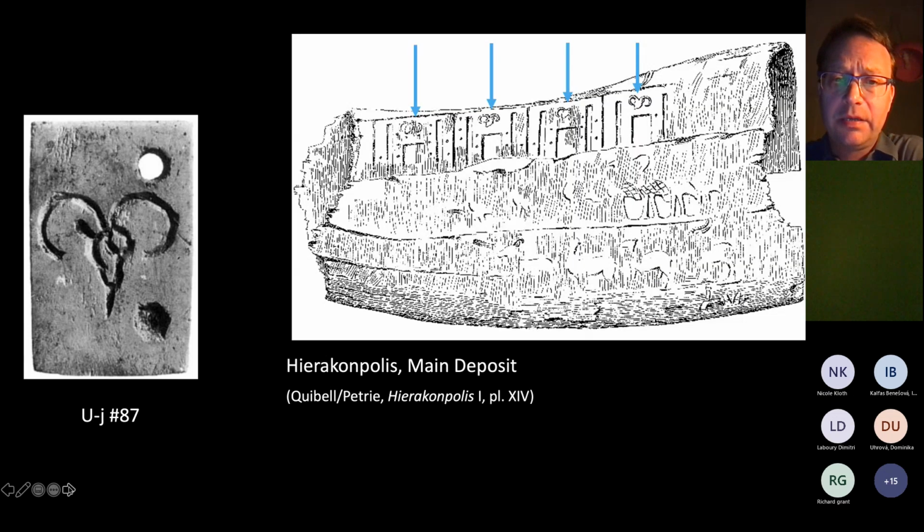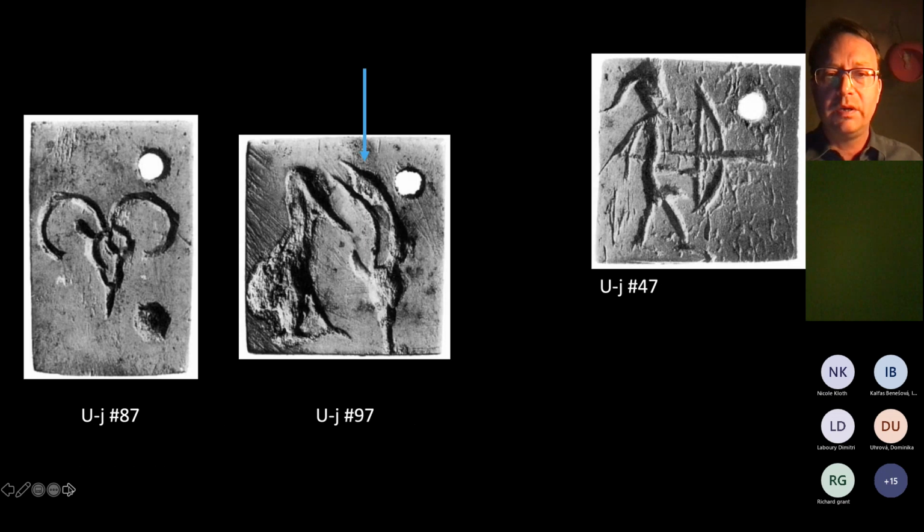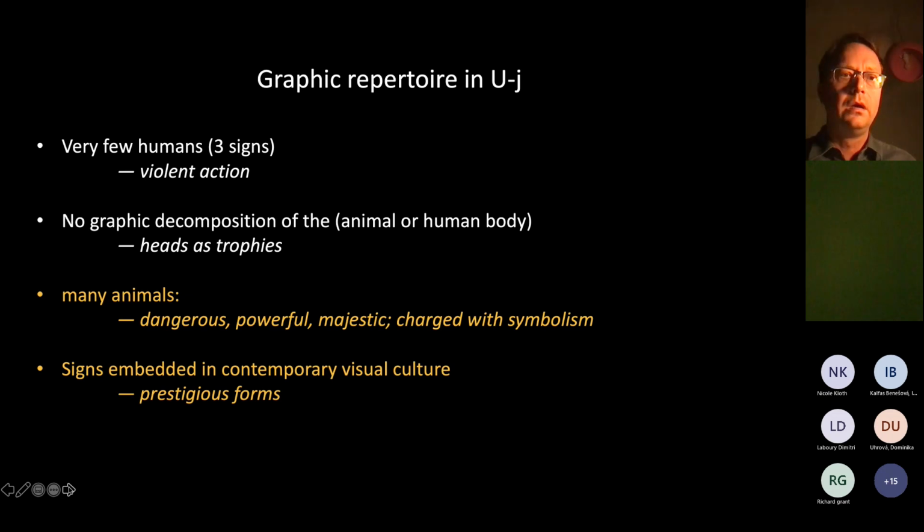But as you can see by comparison with this ivory from Hierakonpolis, this is actually a trophy of the animal, here displayed on a sort of niched or buttressed building. So what we have is not the animal graphically decomposed, but the trophy represented as a whole, which is radically different. And here you have another instance with a gazelle, again a trophy, and on the right-hand side, the hunter, just to show you that hunt is a very socially important practice at the time. Think of the hunter's palette, and you find that embedded in the graphic encyclopedia of UJ.